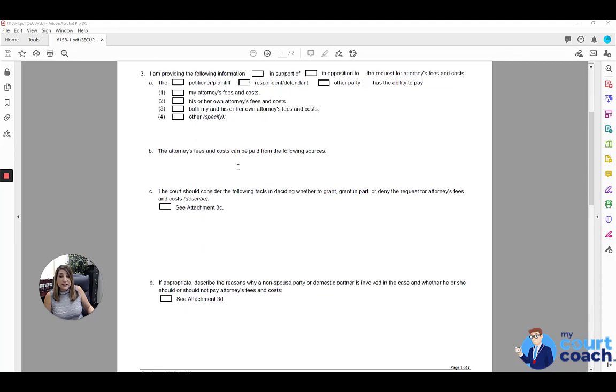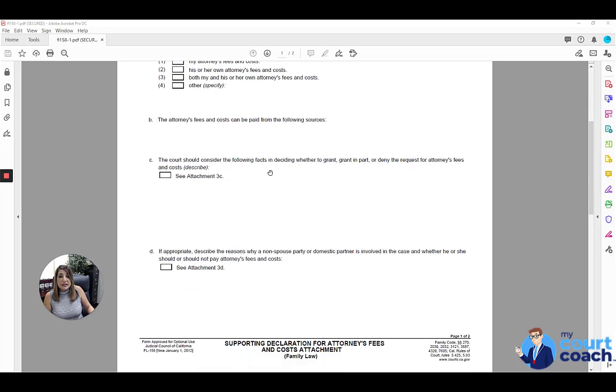If you believe that the attorney fees and costs can be paid by the other party, then you want to indicate below what sources that would come from that you're aware of. Any other facts that you think the court should consider in deciding whether to grant or deny or grant in part the request for attorney fees and costs, go in C. If this is not enough space for you, you're welcome to attach another sheet of paper. Just mark see attachment 3.